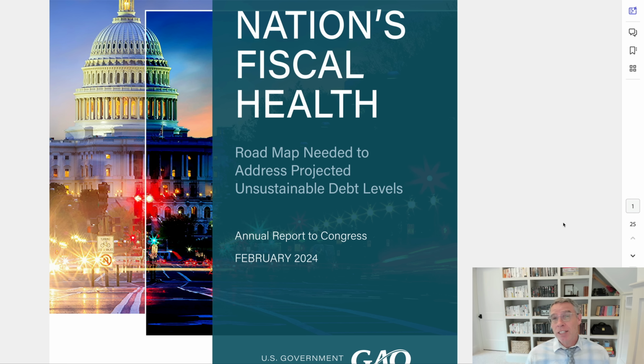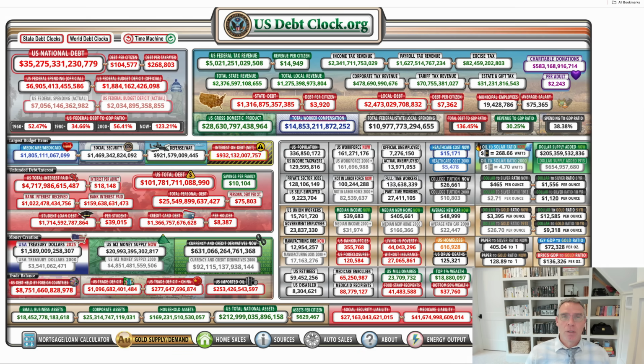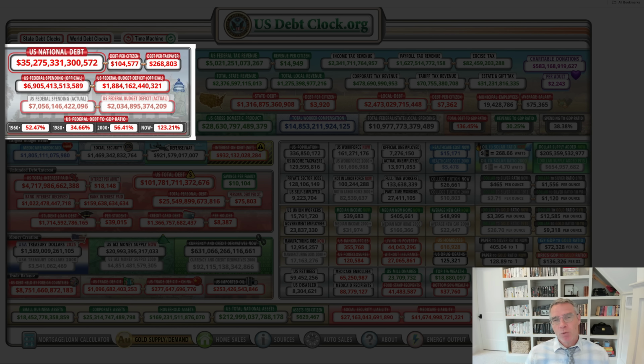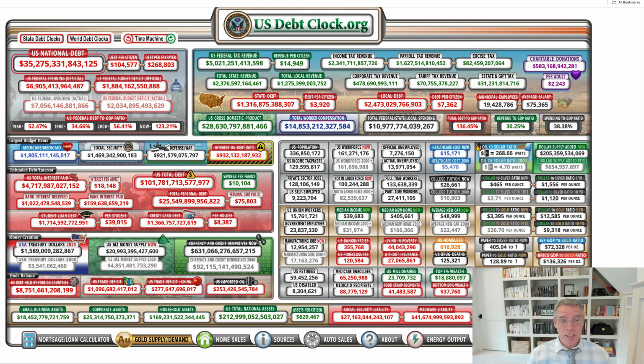There are two factors that I see that are going to start to drive long-term interest rates up. The first has to do with the nation's fiscal health. This is an interesting report by the Government Accountability Office from February of this year. You may be well acquainted with this particular website, usdebtclock.org. You'll note here that the U.S. national debt recently went over $35 trillion. $35 trillion, that's essentially about $100,000 per citizen here in the United States, assuming about 350 million citizens.